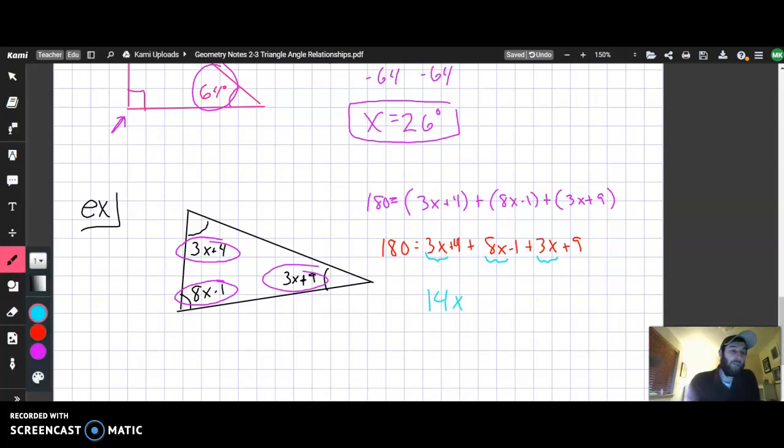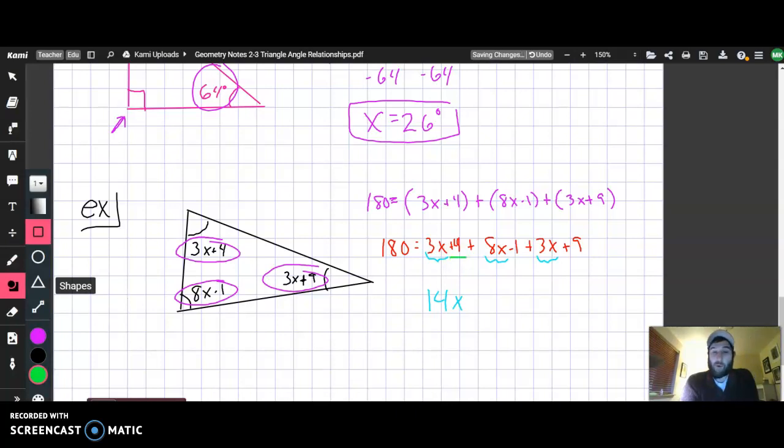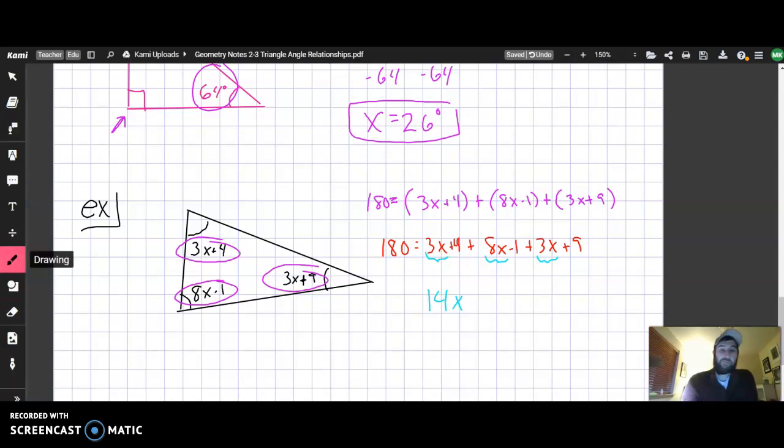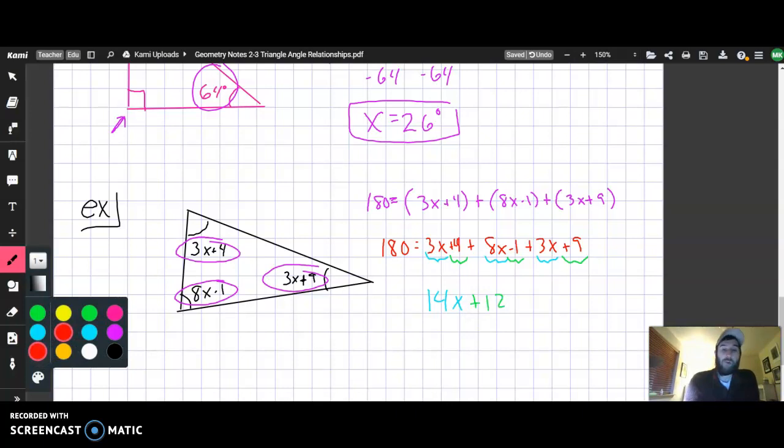Let's combine our regular numbers now. We have a positive 4, minus 1 gives us 3, 3 plus 9 is 12, and that's all still equal to 180. So let's go ahead and subtract 12 on both sides. Minus the 12, minus the 12.